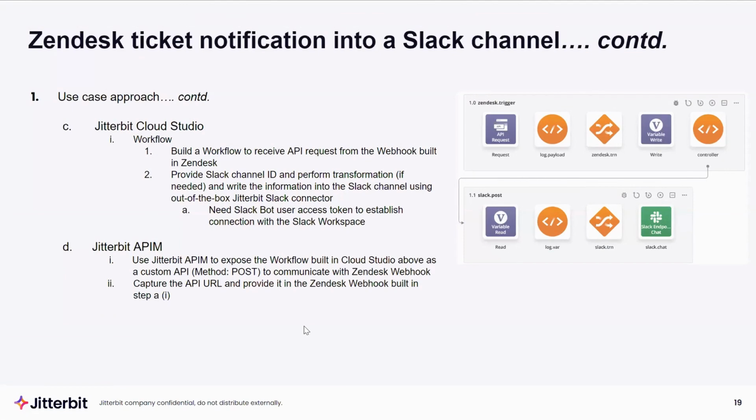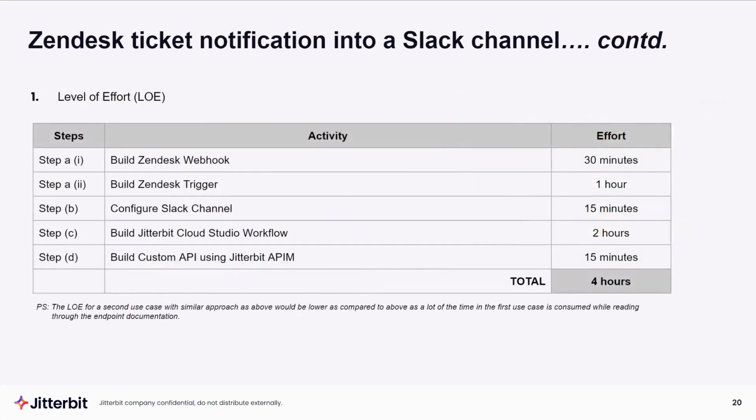You are done. If you look at the level of effort, it took me 30 minutes to build a webhook. It took me a little more time to build the trigger here because I was trying to read through the documentation and explore things and test different things, right? Configuring the Slack channel was 15 minutes. The Cloud Studio workflow that you saw took us 2 hours because there was some testing involved, right? And the API took us 15 minutes. It was actually less than 15 minutes, probably a couple of minutes. So overall, it took us 4 hours.